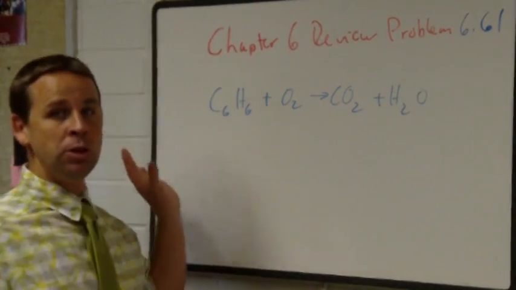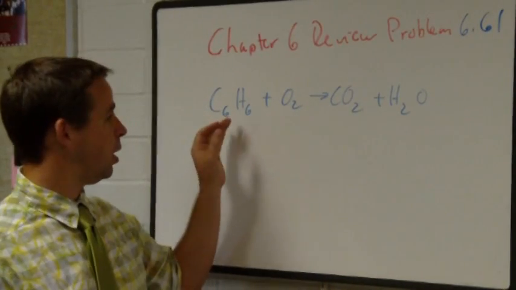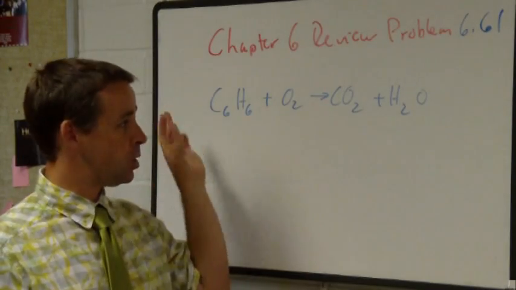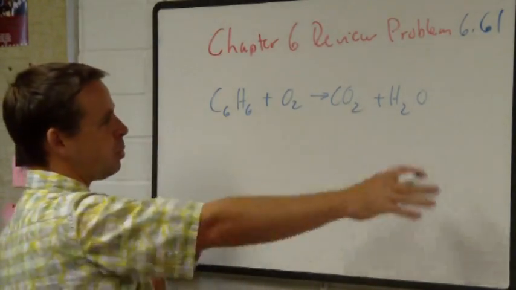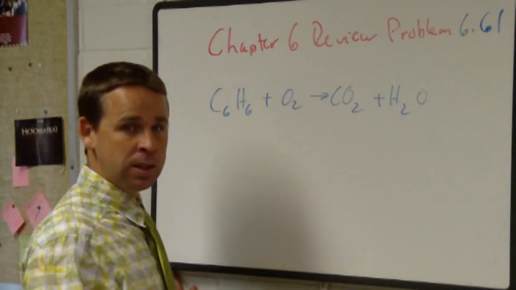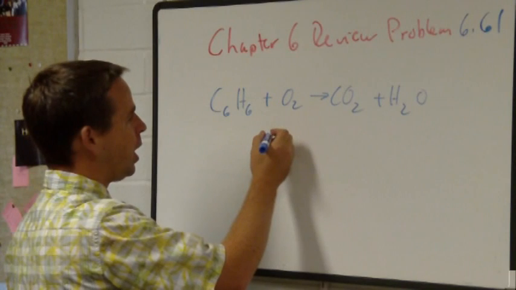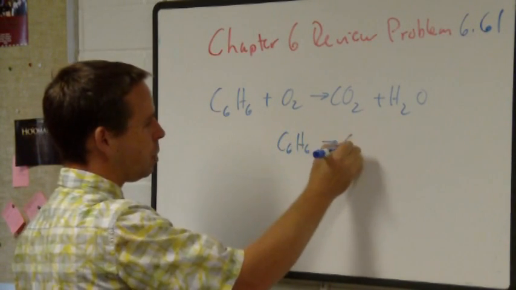Now, you can do the ion electron method, but when you do have combustions like this, it works out that you don't have to use the ion electron method. You can just balance them by inspection. So I'll do this one by the ion electron method, and then I'll do the next ones just balancing by inspection. Okay? So the ion electron method, we have C6H6 going to carbon dioxide.